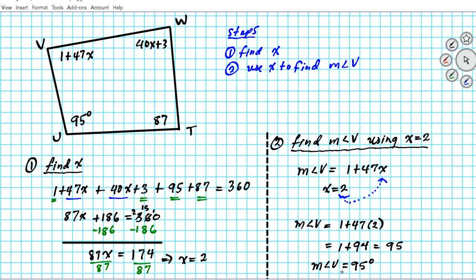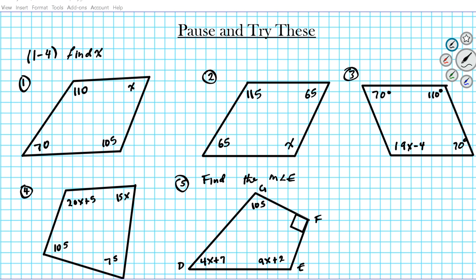Alrighty? Okay, now it's your turn. It's now your turn to do some practice problems. Alright, so for question number 1 to 4, we're going to have you solve for x. And then for number 5, you're going to find the measure of angle E. Okay? So go ahead and pause the video presentation at this time. We'd like you to attack these 5 problems. And when you're done, click on the playback button. We will reveal what the correct answers are.